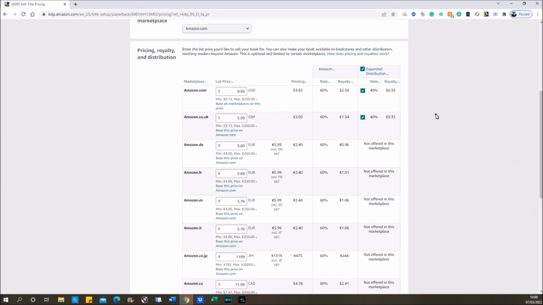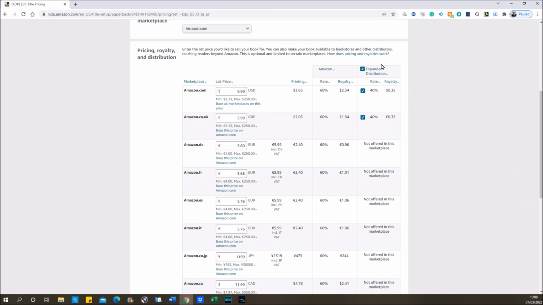Right, okay, what I'm going to show you here is how this looks. So, as you can see here, US dollars, $9.99. The minimum I can sell it for, because expanded distribution is checked, is $9.13. So I've rounded it up. In the UK, the minimum I can sell it for is £5.13, so I've rounded it up to £5.99. My royalties in the US are $2.34. Royalties in the UK, £1.54. Doesn't sound like very much, but it's enough. It all depends how many books you put out and how many you sell.